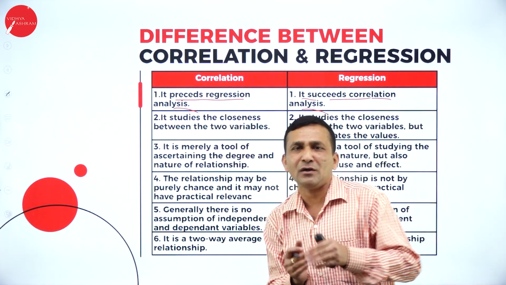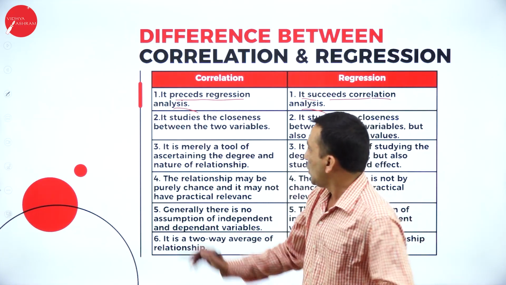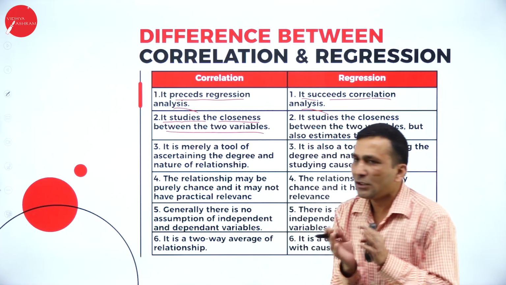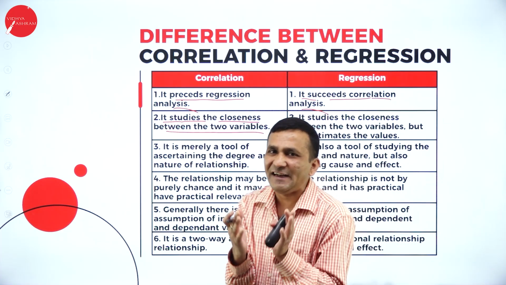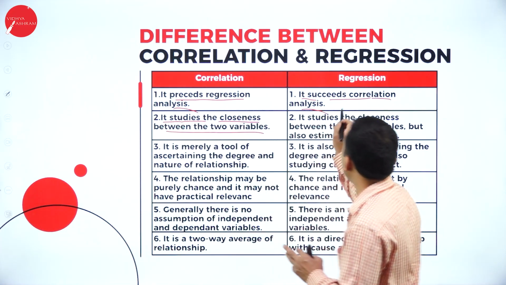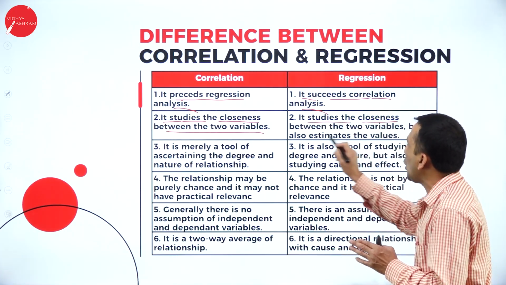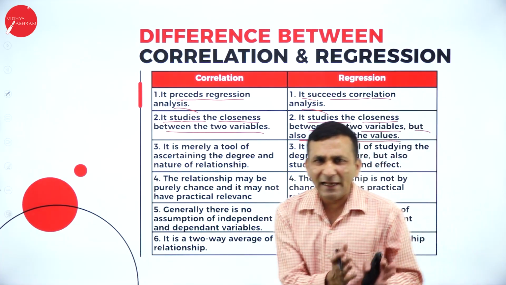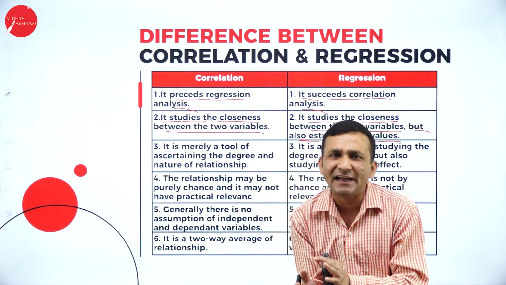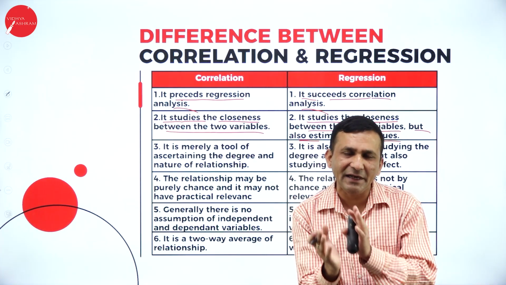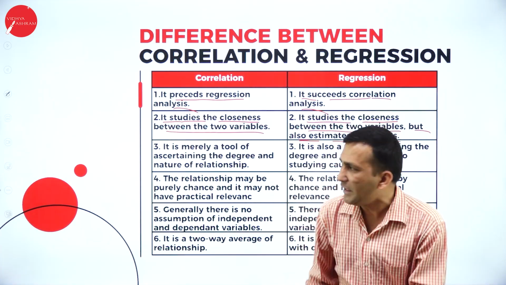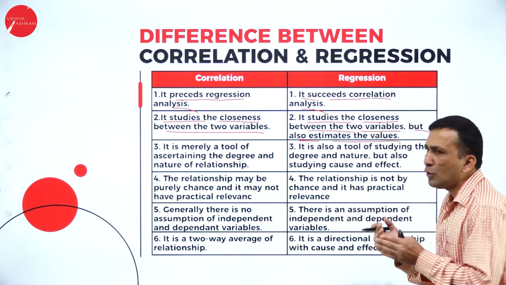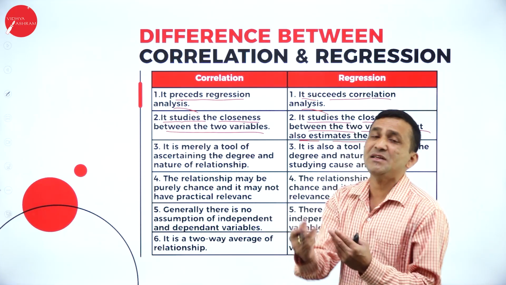Regression refers to moving forward or going back. Next, correlation studies the closeness between the two variables, always trying to study the degree or direction. Regression studies the closeness between the two variables, but also estimates the value. If you study correlation and regression, we always depend on bivariate data, so two variables is very important. In correlation we study only the closeness, but in regression we try to predict the future value, estimate the value.